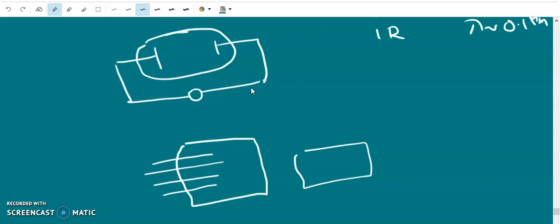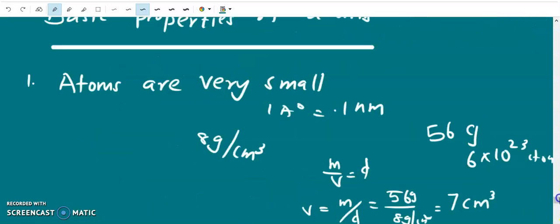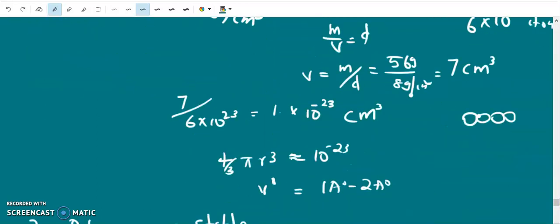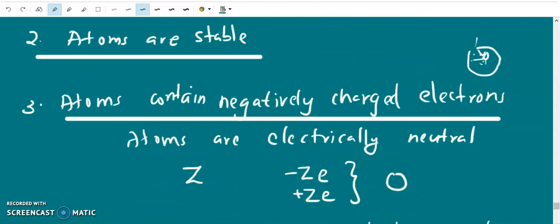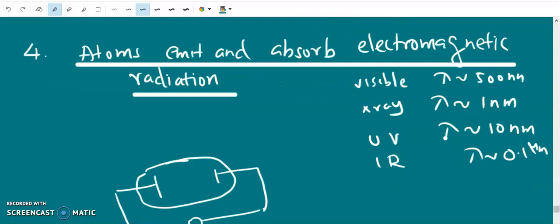So the successful theory of the atom should account for the emission and absorption wavelengths. So these are the 4 properties of the atoms. One is the size of the atom, they are very small. Second is that atoms are stable, and third is that they contain negatively charged electrons, but they are electrically neutral. And fourth is that they emit and absorb electromagnetic radiation. So they give emission spectra as well as absorption spectra. So these are the properties of the atoms. Okay, thank you.